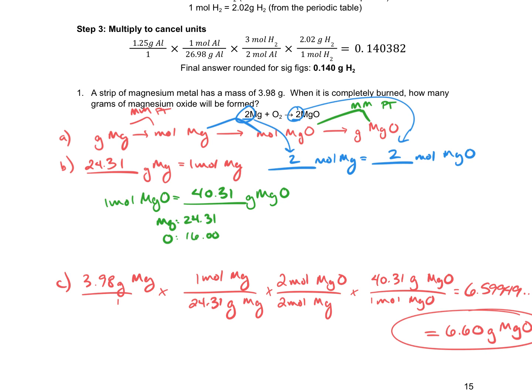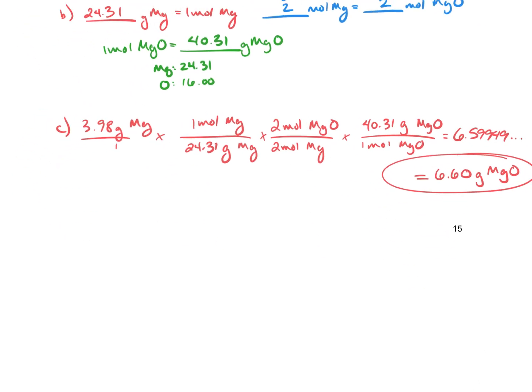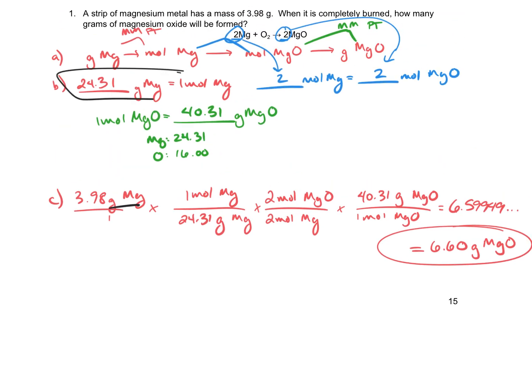So after you have figured out the equalities and you have identified the pathway, the third step is to set up the multiplication so that the units cancel. If you start in grams of magnesium, we need to take this equality and make it into a fraction so that grams of magnesium cancel. Now we're in moles of magnesium.